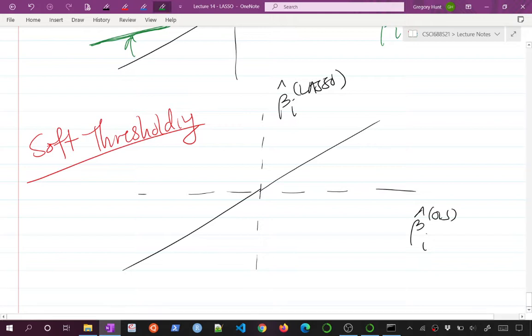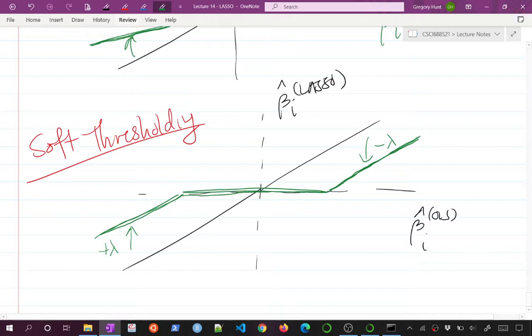What's it going to do? It's going to shift everything by 1 over lambda. So it's going to shift up by here. Sorry, not 1 over lambda, it's going to shift positive ones down by lambda. And then if I shift these and that crosses 0, I'm just going to 0 them out. So this is positive lambda, this is negative lambda.